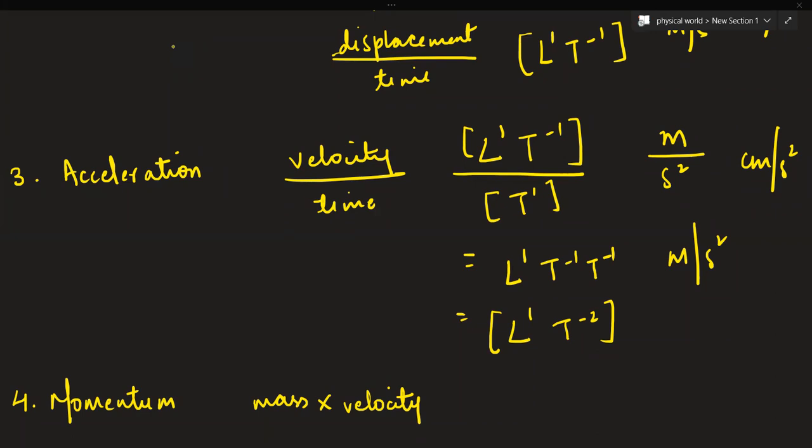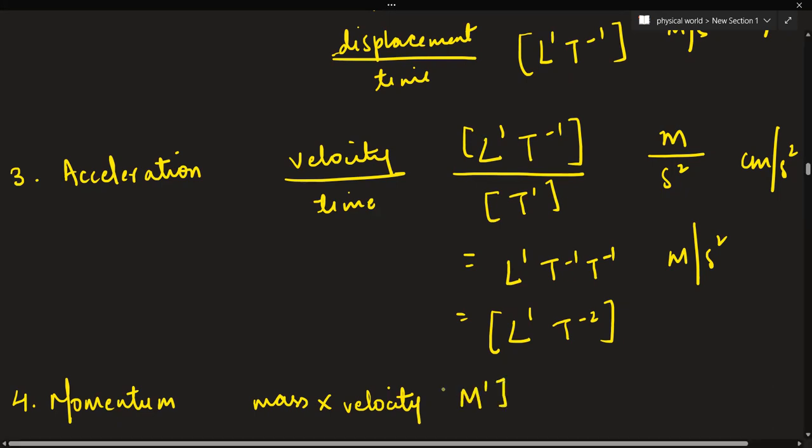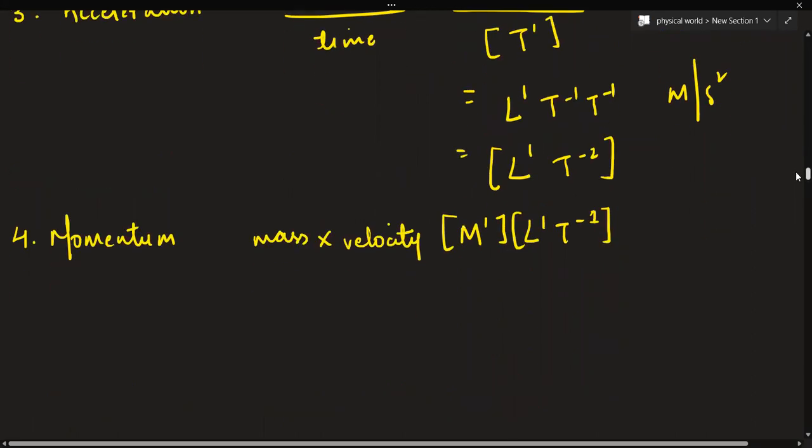Yes, Aram, you are right. See, this is very easy. You know the formula of velocity. You just have to multiply it with mass. See, mass is what? Mass is M to the power 1. Velocity we had seen L to the power 1, T to the power minus 1. So if you multiply both of them, the whole complete formula becomes M to the power 1, L to the power 1, T to the power minus 1, or you can directly write MLT to the power minus 1.